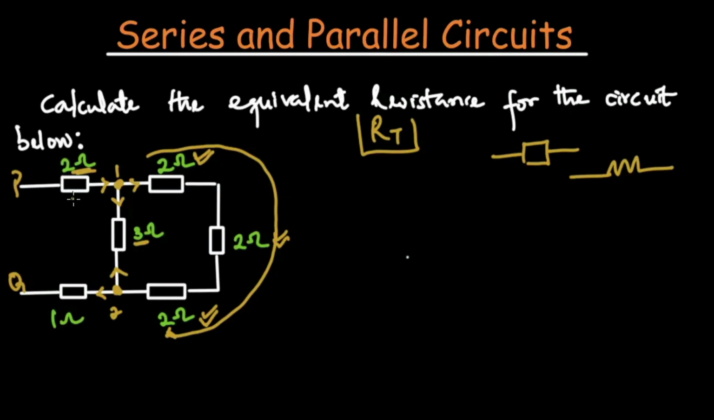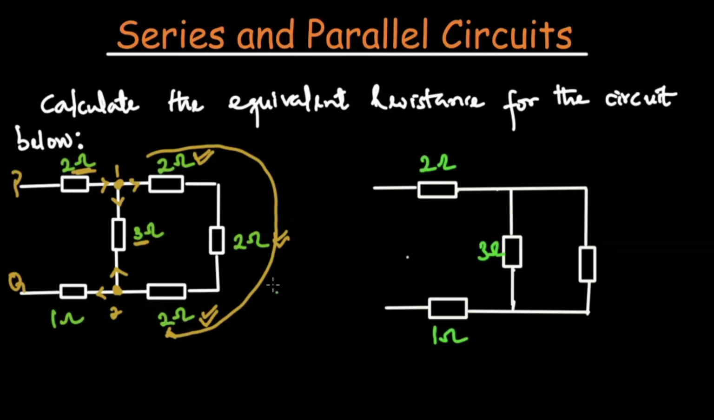Alright, so I can have my circuit diagram to look like this. These guys are in series. I'm going to add up 2 ohms, 2 ohms and 2 ohms to form one resistor, and this will be the equivalent of these 2 ohms, 2 ohms and 2 ohms in series. So the equivalent R total for these three resistors will be 2 plus 2 plus 2 because they are in series, and that will be 6 ohms. And so I have it as 6 ohms.